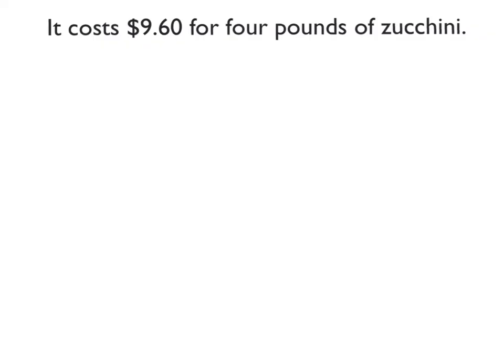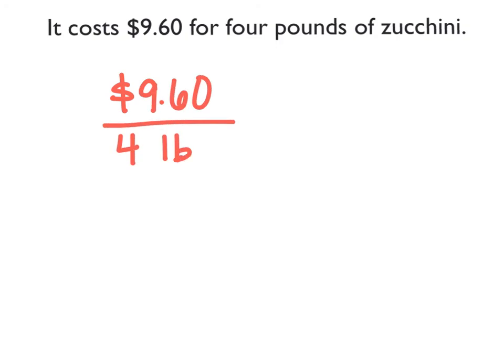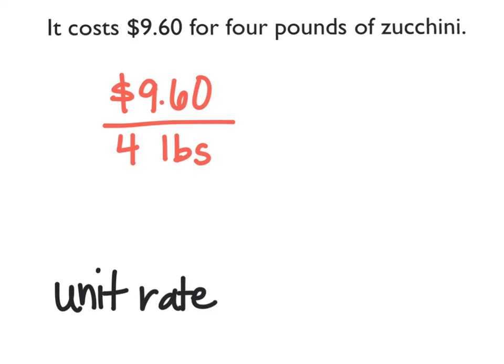So we have this problem here. It says it costs $9.60 for 4 pounds of zucchini. So first thing I'm going to do is write this as a ratio or as a rate. It costs $9.60 for 4 pounds of zucchini. I'm going to write that as a fraction using my division bar. All right, I want to change this to a unit rate. Now remember, unit rate means per 1 of something. Right now, this is not per 1. This is per 4 pounds. I want to know how much will it cost for 1 pound.